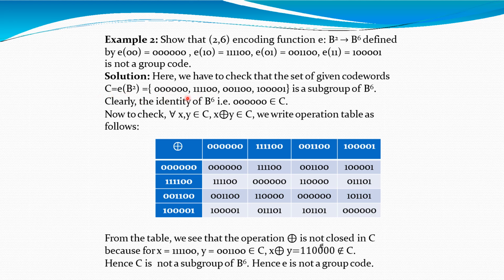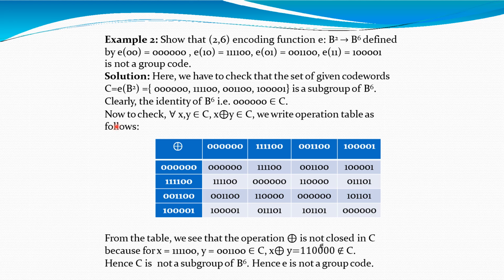Now first check for the identity element. So the identity of B6 is 0 0 0 6 times. See whether it is present in C or not. Yes, it is present in C. So the property of identity element is satisfied here. So we go to the next step, that is binary operation.